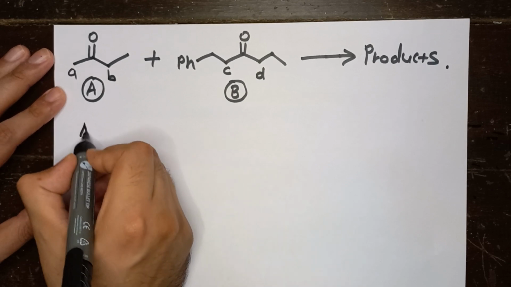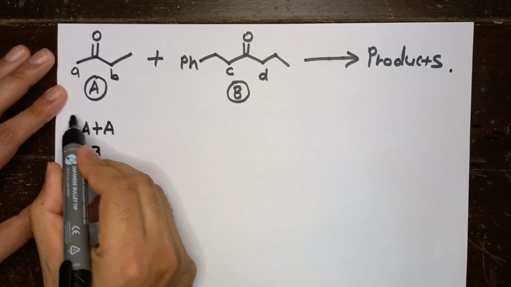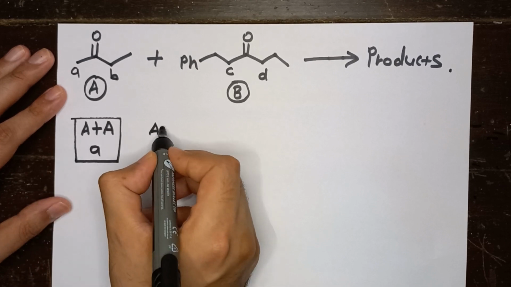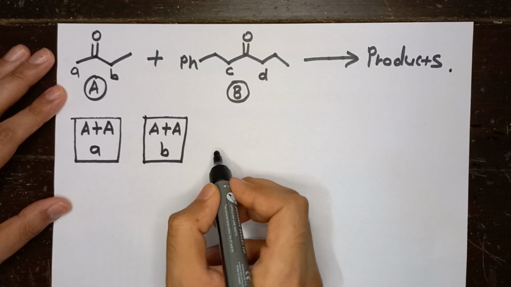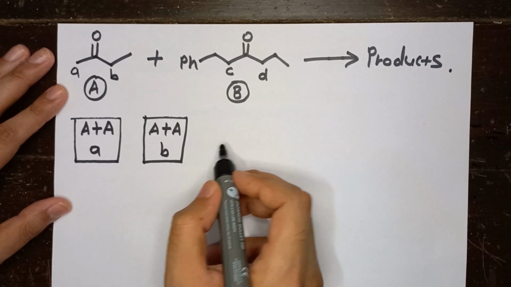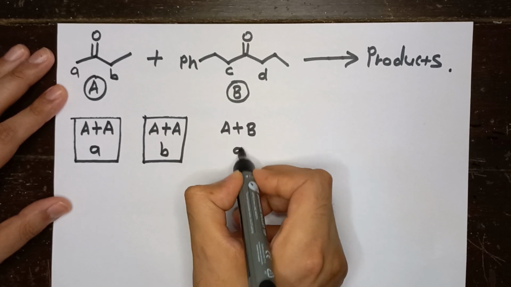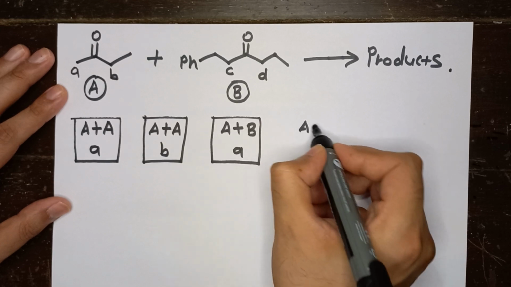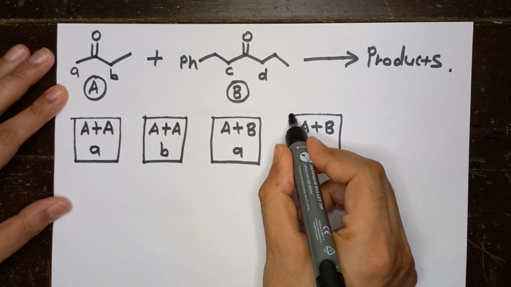Now A molecule can react with itself from A center. So this will be my first product. Now A molecule can react with A molecule from B center. This is my second product. Now A molecule can react with B molecule from A center. This is my third product. A molecule can react with B molecule from the B center. This is my fourth product.